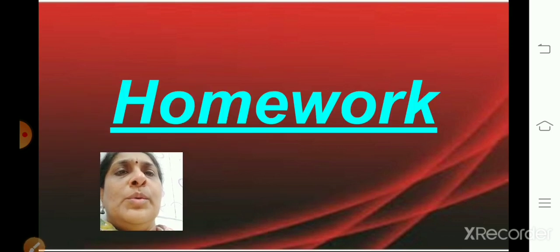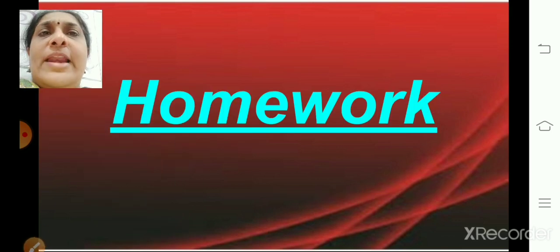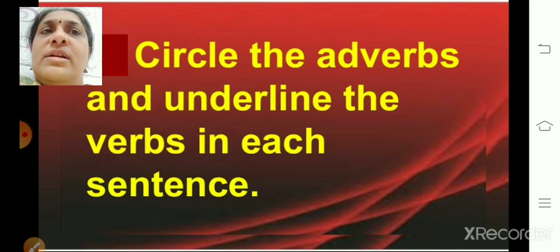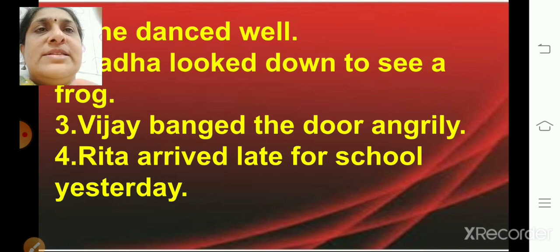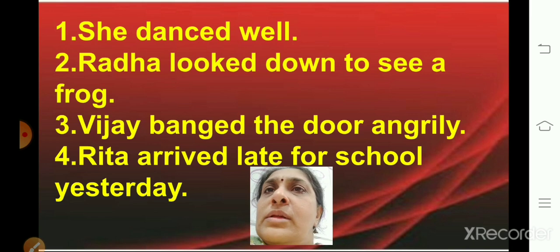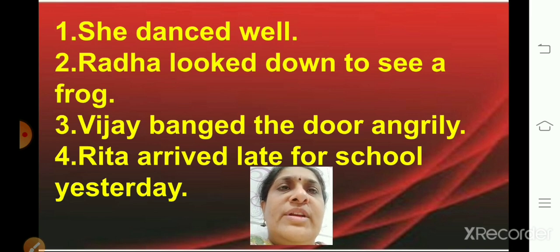Now we have finished a few activities and I'm going to give you homework. You have to do this homework in your notebook. First activity is circle the adverbs and underline the verbs in each sentence. You will write down all these sentences in your book and circle the adverbs and underline the verbs. I'll just read out for you.